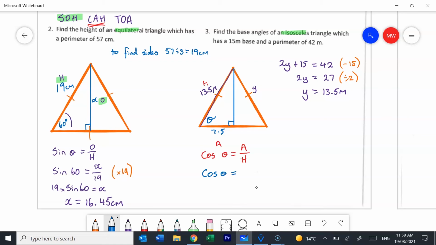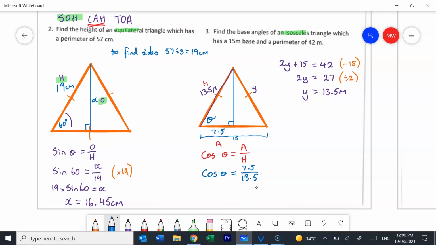Yeah, it is. Yep, we got half of the base for the bottom because we've chopped the triangle in half. So it was originally 15 all the way across, but now it's 7.5. So that's okay. That's a good question. So what do we got? We've got the adjacent, which is now 7.5, and we've got the hypotenuse, which is 13.5.